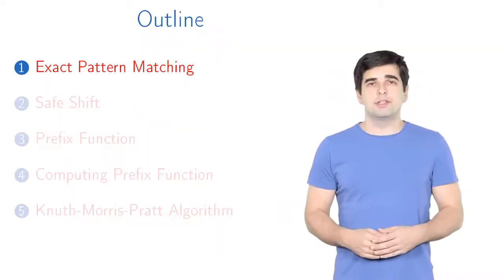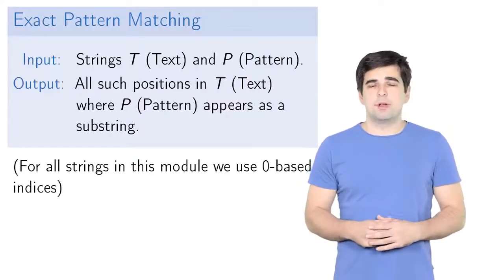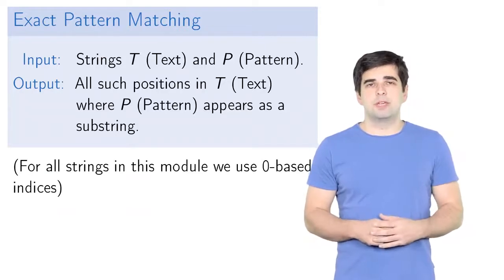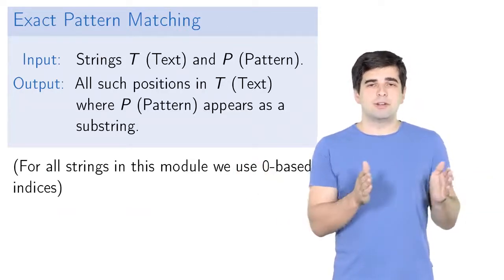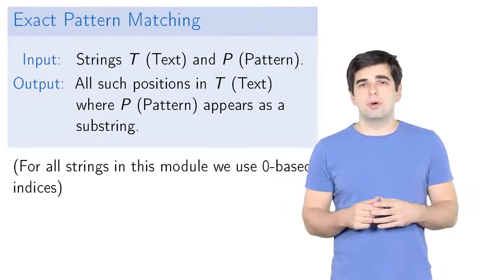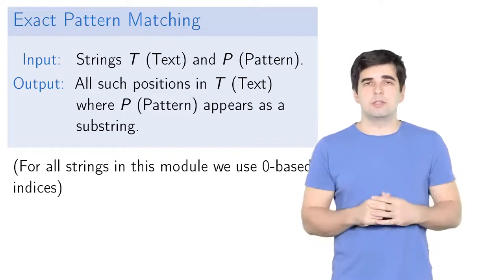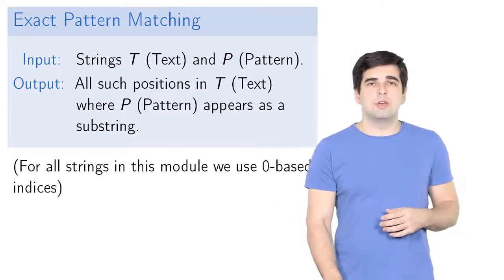So first, let's recall what exact pattern matching means. The problem is very simply formulated. You are given a long text and a pattern that you need to find in it. And you need to find all the positions where the pattern starts in the text, all the positions. And we number positions from 0 in the whole module.